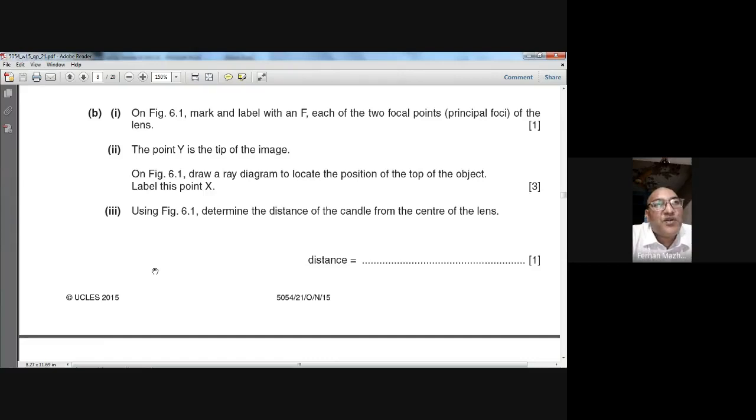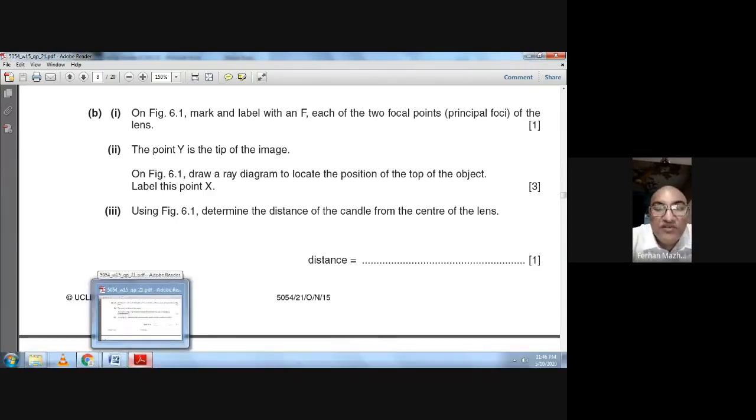Okay, the next part is: the point Y is the tip of the image. On figure 6.1, draw a ray diagram to locate the position of the top of the object. Label this point as X. The next question is, using figure 6.1, determine the distance of the candle from the center of the lens. So let me show you.